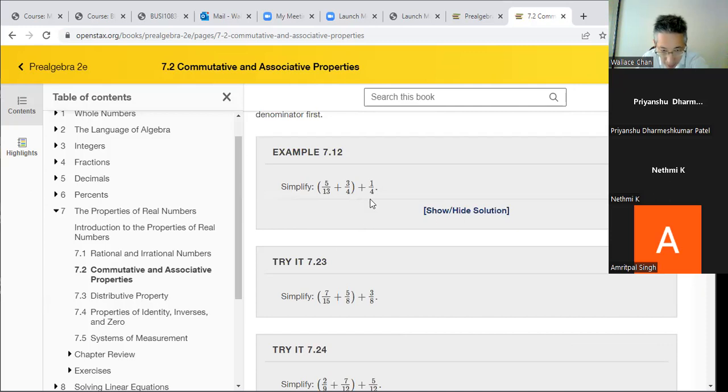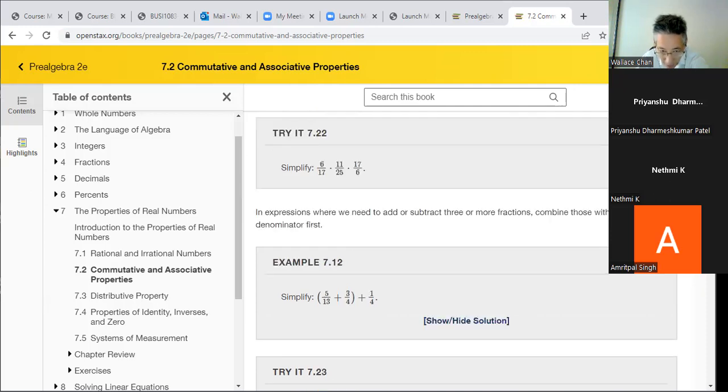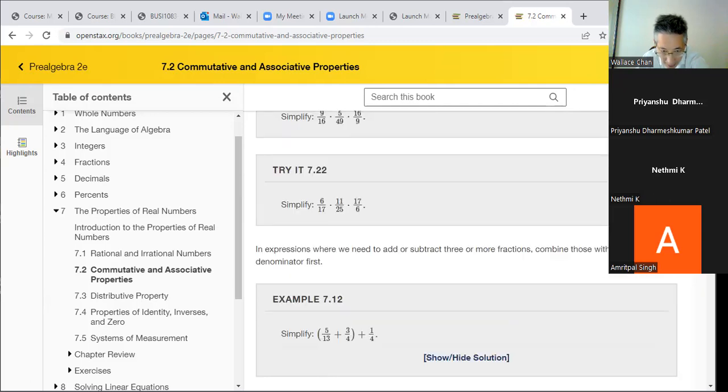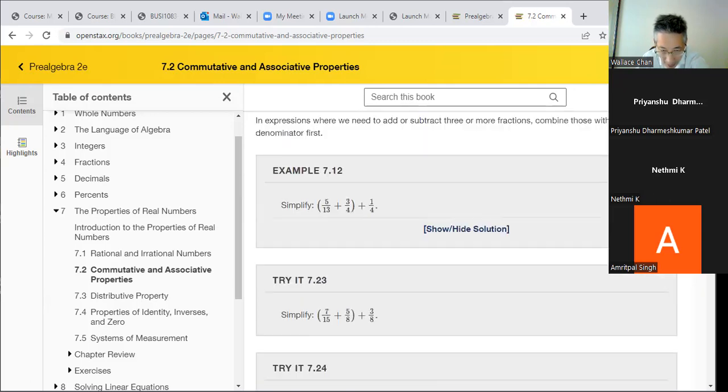How about here? This time you need to simplify these fractions. Now again, before you try to simplify it, you take a closer look, okay? You can actually do the second and the third number first. What is 3 over 4 plus 1 over 4?